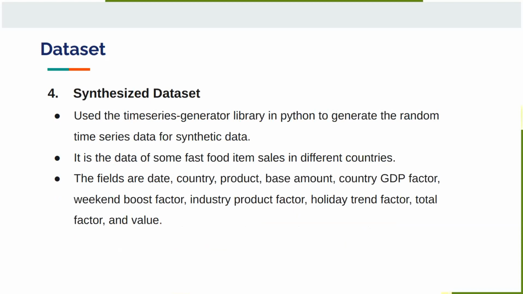Along with these three real data sets, I have also picked one synthetic data set, using the time series generator library available in Python to generate random time series data. This data set is about fast food item sales in different countries. And you can see the names of the fields here.